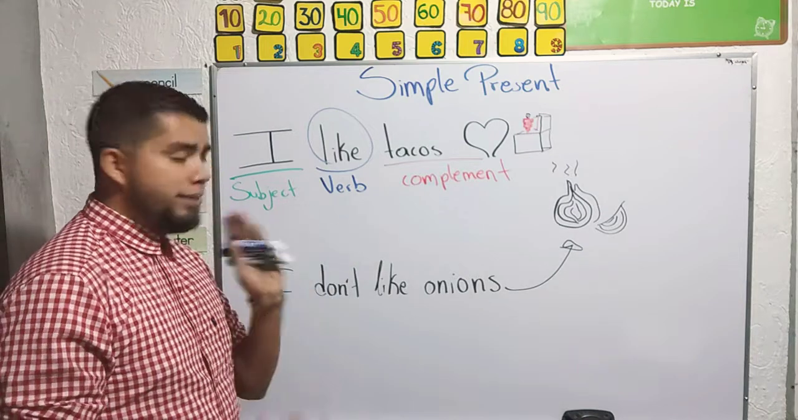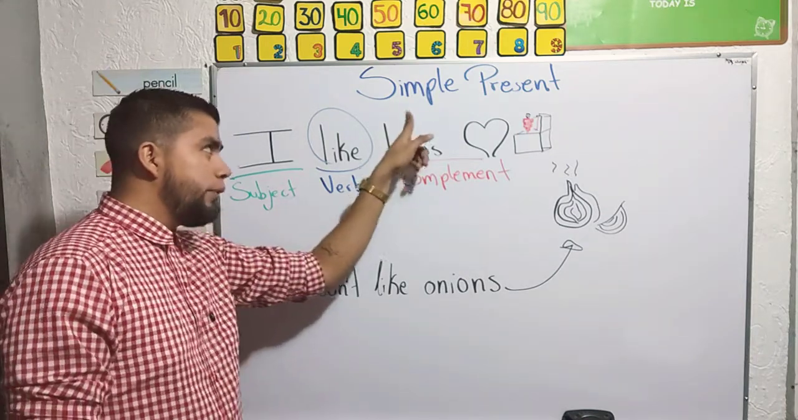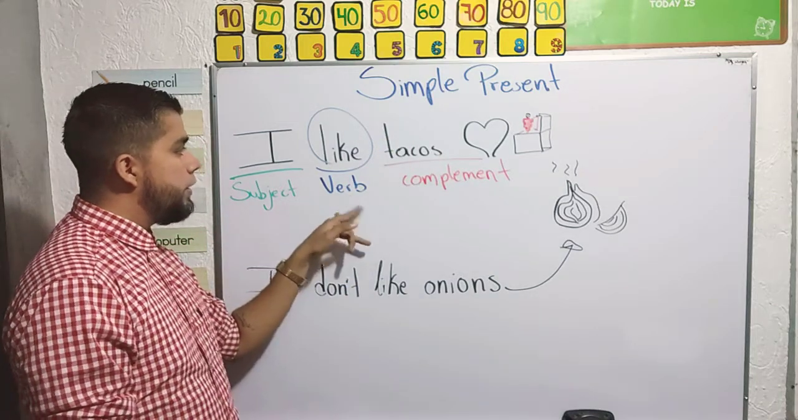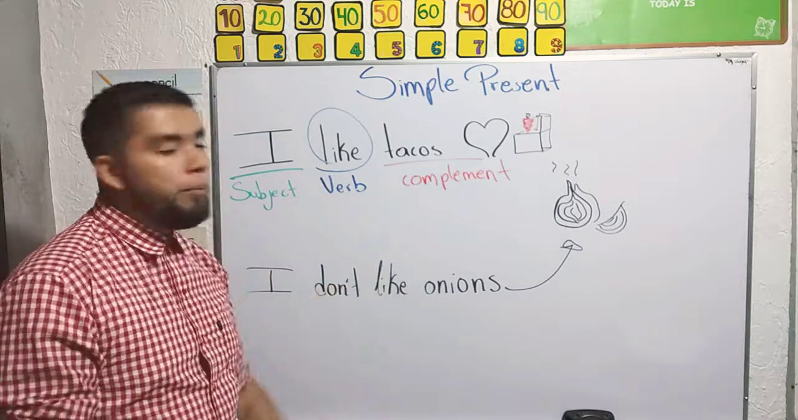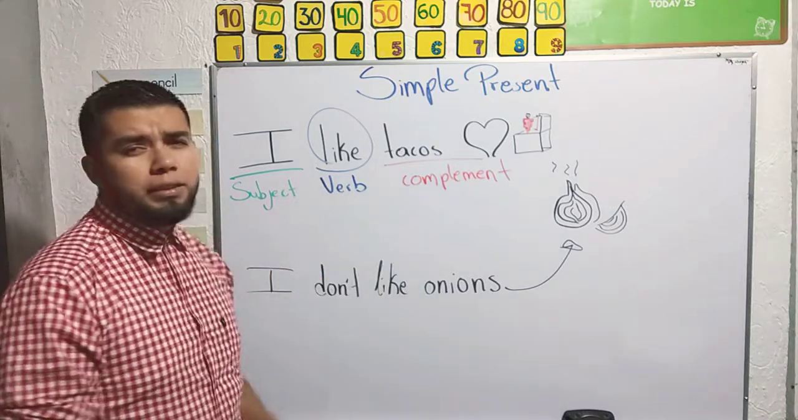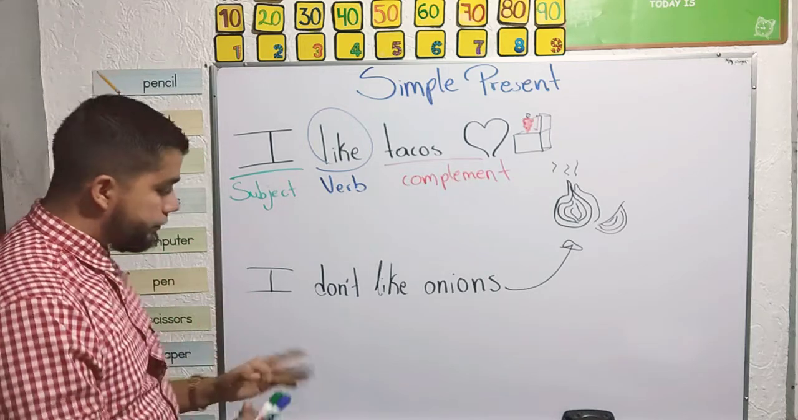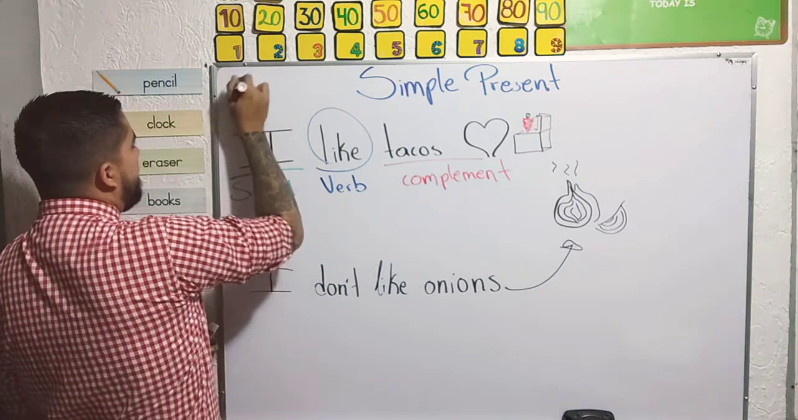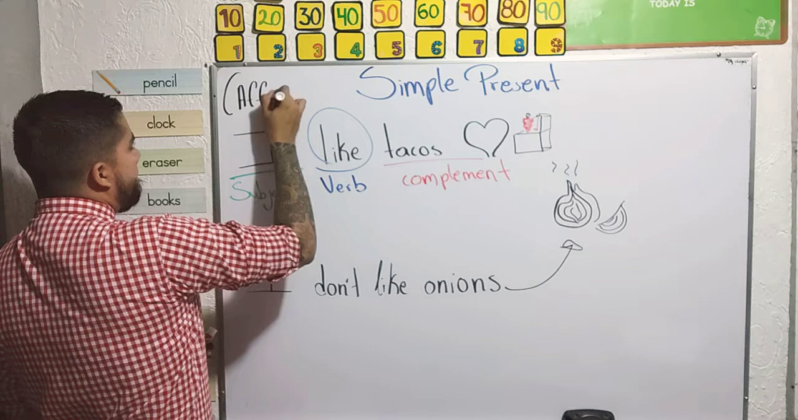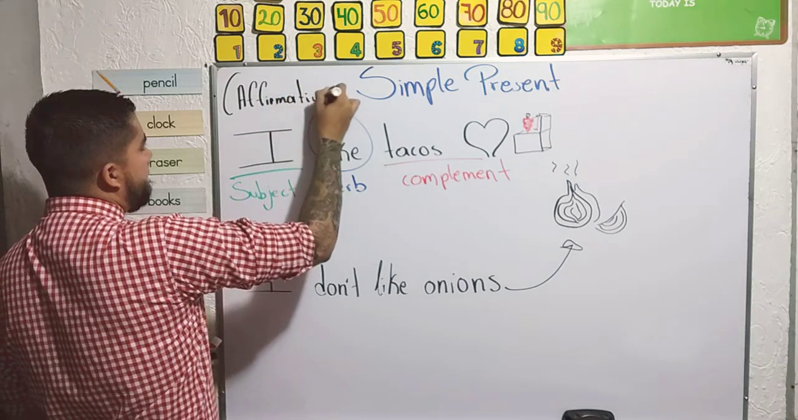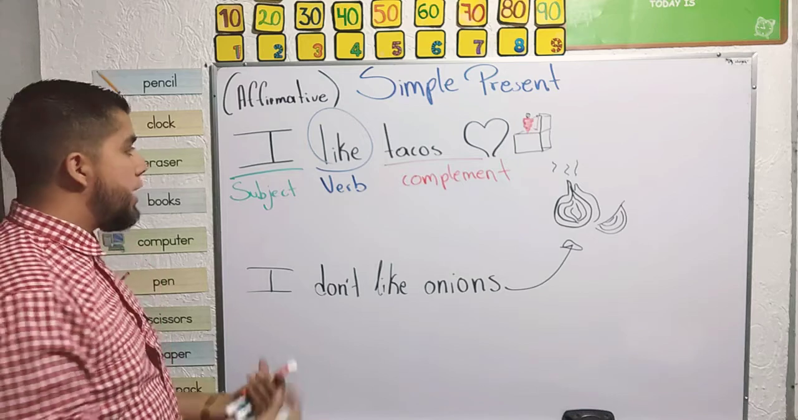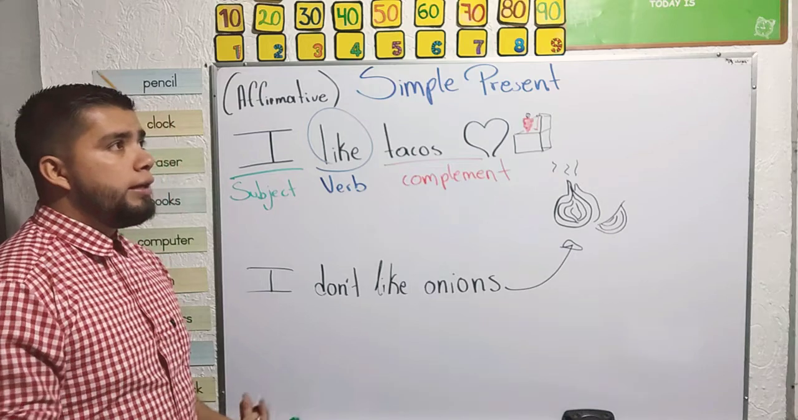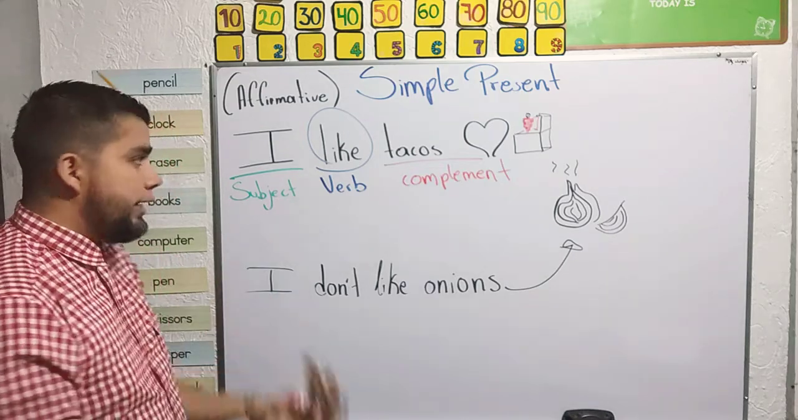So as you can see, this is the reason why it is simple present, because it's super simple. You only need one subject, one verb, and in some cases a complement, because in some cases the complement is not necessary. Now, this is in affirmative form. I am saying something that is true, that is real, that I feel. In this case, I like tacos.